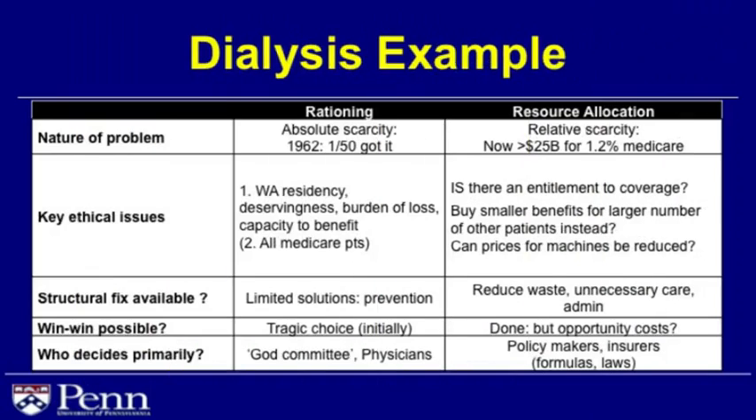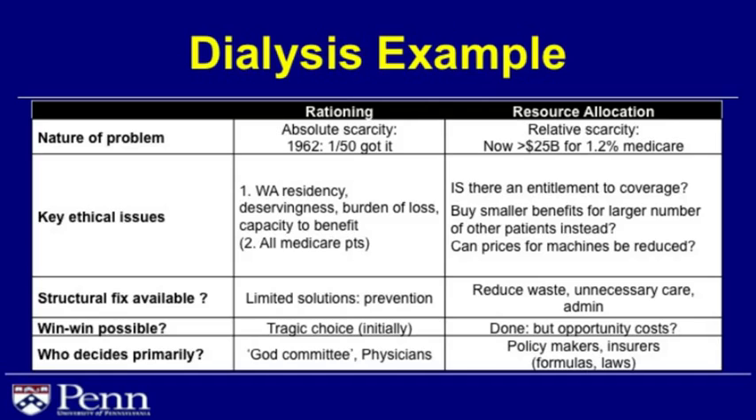Finally, question of who decides. Well, in the case of rationing, as you know, they created a committee of civilians in Seattle to decide which among the medically eligible patients would get dialysis. It was called the God Committee. Initially, the physicians determined who was medically appropriate for dialysis, and then the so-called God Committee of civilians had to decide which among those eligible people got to receive dialysis.